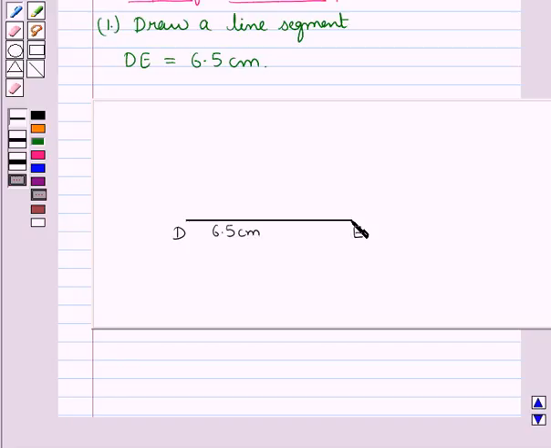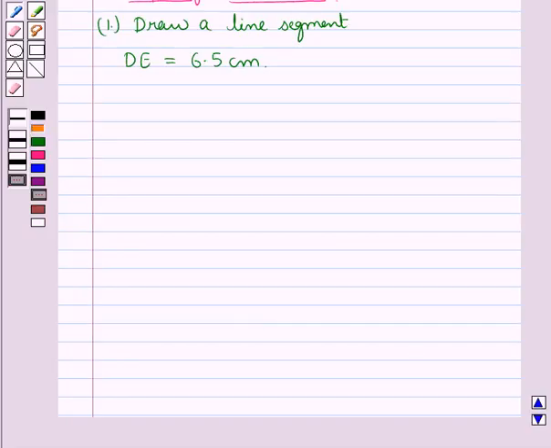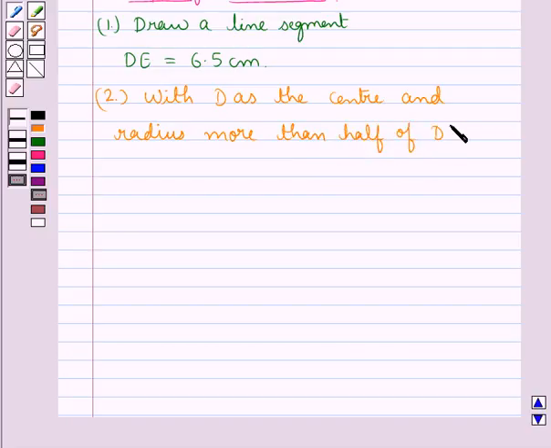And we know that the diagonals of a rhombus bisect each other and are perpendicular to each other. So in order to draw the other diagonal, we will draw the perpendicular bisector of DE. And for this, first we take D as the center and radius more than half of DE and make an arc on both sides of DE, that is above DE and below DE. So our second step is, with D as the center, and radius more than half of DE, we make arcs on both sides of DE.